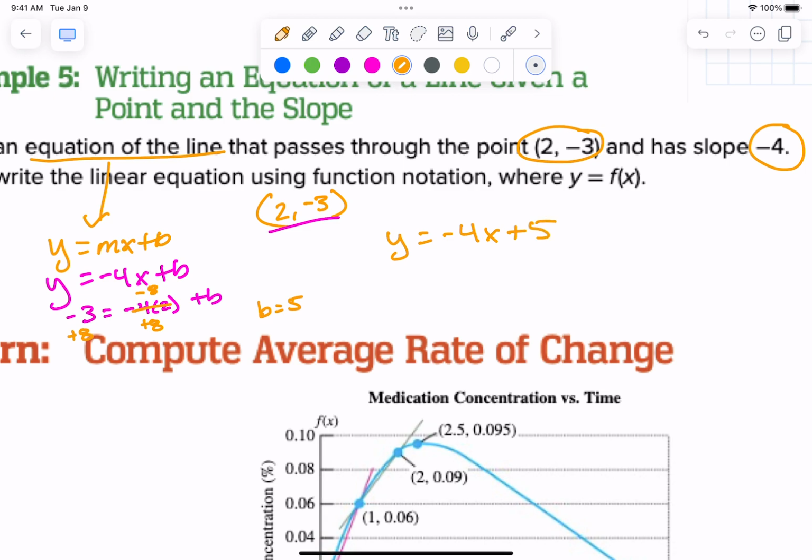And then they say write it in function notation where y is f of x. So you just say f of x equals -4x plus 5. That's it. They're just being silly about it.